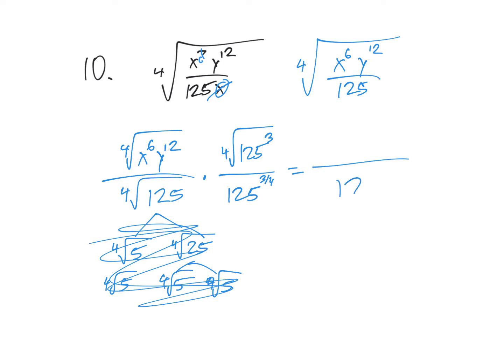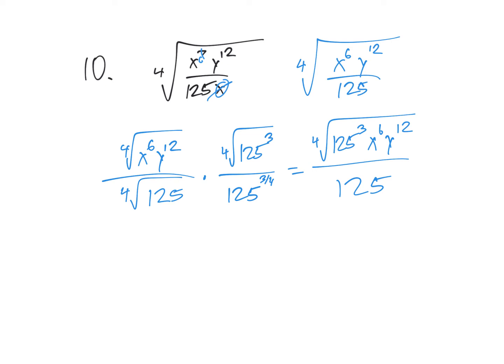So on the bottom, you're going to have 125. The radical's now gone. And on the top, you have the fourth root of 125 cubed, x to the 6th, y to the 12th. And you would be done, except these exponents are bigger than your root.